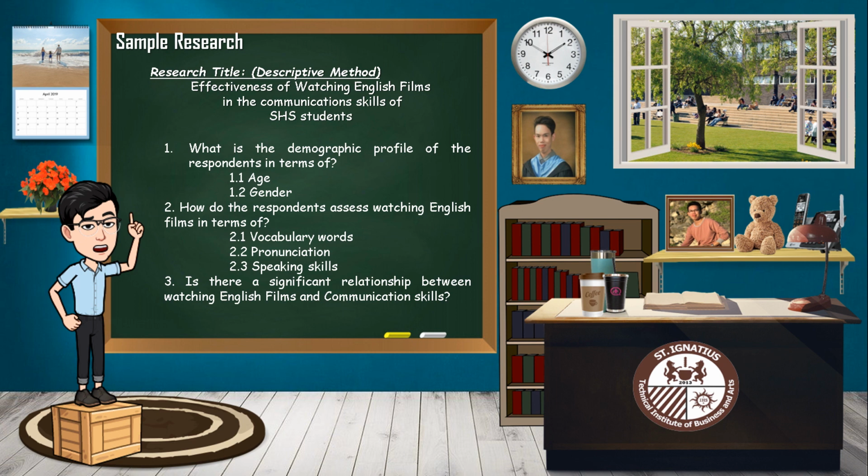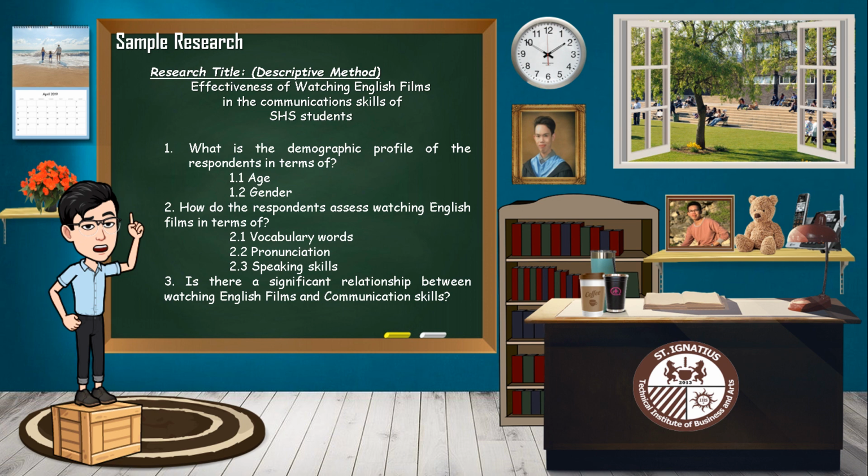So, dyan, paano nga daw ma-assess ng respondents ang panonood ng English films? Meron tayong vocabulary words. Siyempre, sa subtitles dito, makita natin yung mga unfamiliar na hindi natin alam, pero napopronounce nila. 2.2, we have the pronunciation. Siyempre, ma-adapt natin yun habang nanonood. And then 2.3, we have the speaking skills. So, yung speaking skills, doon din na-enhance yung ating communication skills, no?